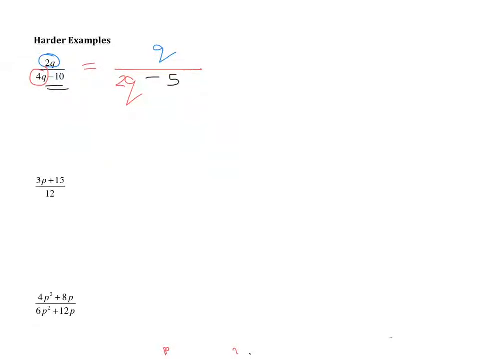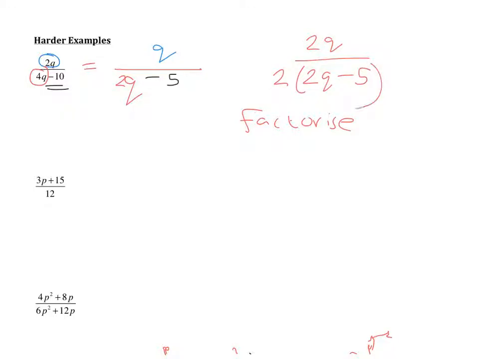Now, another way to think about this is to factorise the denominator. So we have 2q over 2 outside the bracket, 2q minus 5. We can now see a common factor of 2 and 2 cancelling, numerator and denominator, leaving us with q over 2q minus 5.